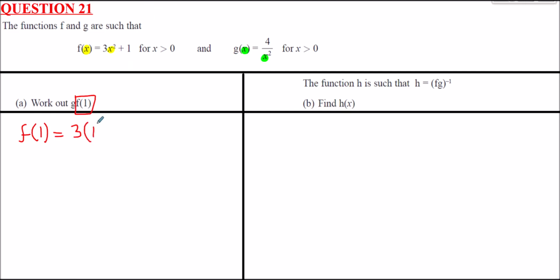Whereas here it's going to be 1 squared plus 1, because rather than having an x in the brackets, we've got a 1. So now, 3 times 1 squared, do the brackets first. That means 3 times 1 times 1, which is still 3. 3 plus 1, which is 4.